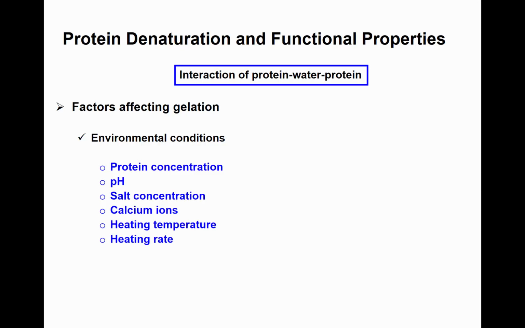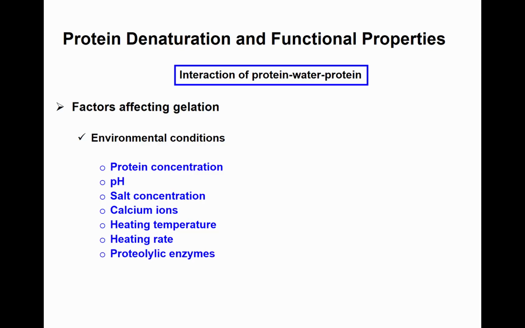Again, heating temperature and heating rate are very important. The protein has to be denatured to form the thermally induced gel. But at the same time, heating rate is very important. Heat it slowly to allow it to form that nice network. Heat it too fast, it's going to denature too fast, polymerize too fast, and precipitate. So the rate of heating is very important.